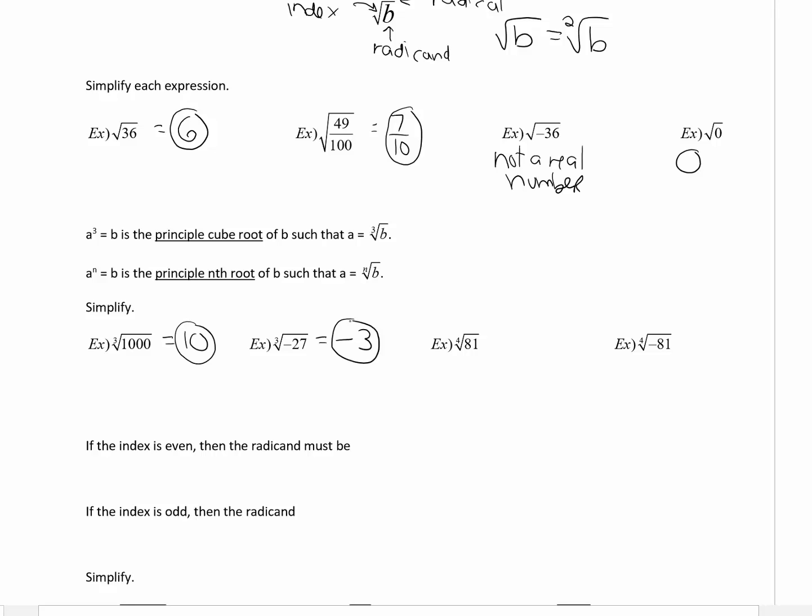The fourth root of 81. Well, that's 3 times 3 times 3 times 3 is 81. So the fourth root of 81 is 3. Now, the fourth root of negative 81. Well, again, if I take 3 to the fourth power, that is positive 81. And if I take negative 3, in parentheses, and take it to the fourth power, that is also positive 81. So there's no number I can multiply by itself 4 times to get me to negative 81. This is not a real number.